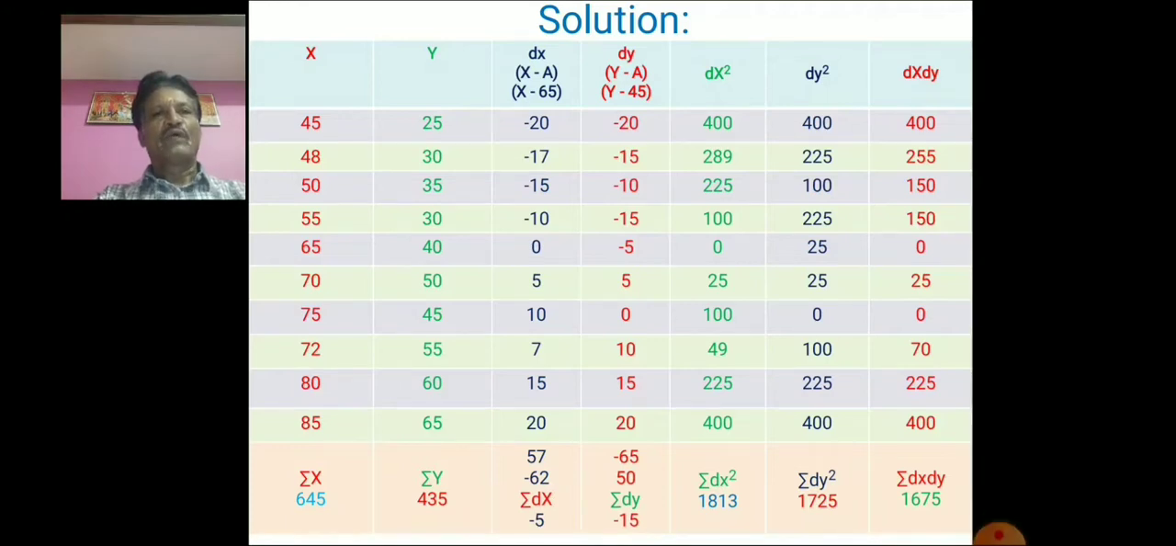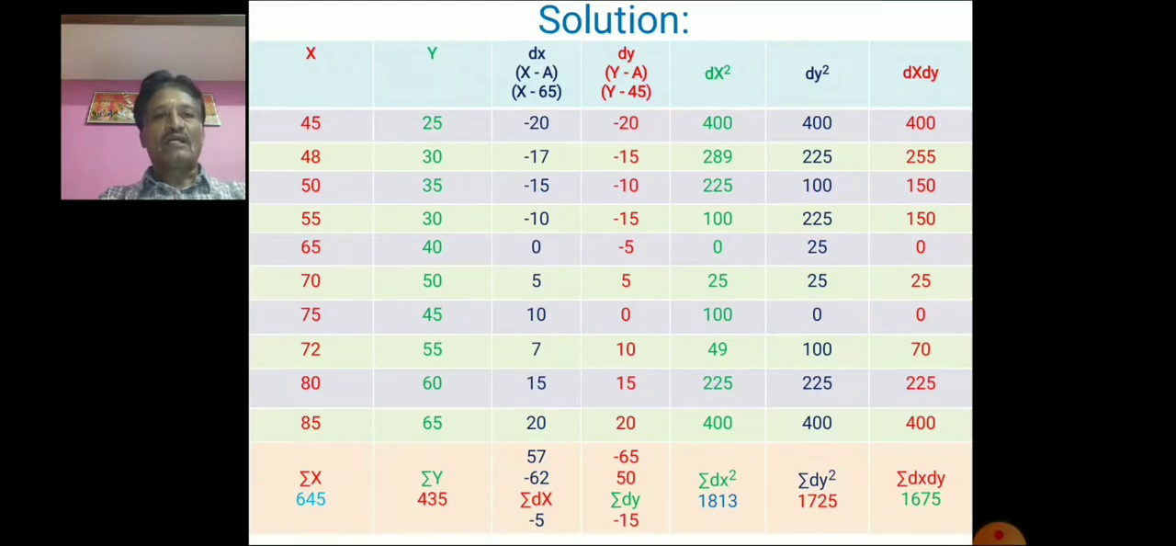Now we have to estimate the dx and dy values. First, dx is nothing but x minus a, where a is the assumed mean value. Here we have taken 65 as the assumed mean, so x minus 65. For all the x values we have to take the deviation from the assumed mean 65. So now the dx values are minus 20, minus 17, minus 15, minus 10, 0, 5, 10, 7, 15, 20.